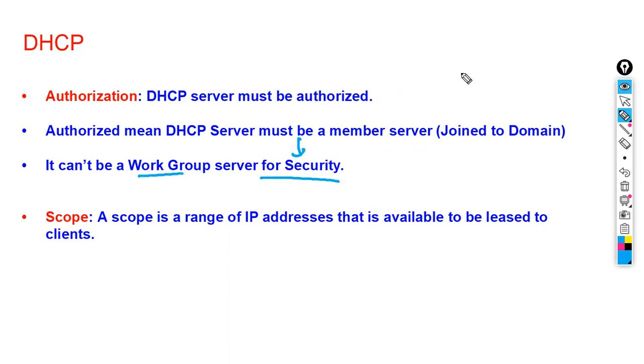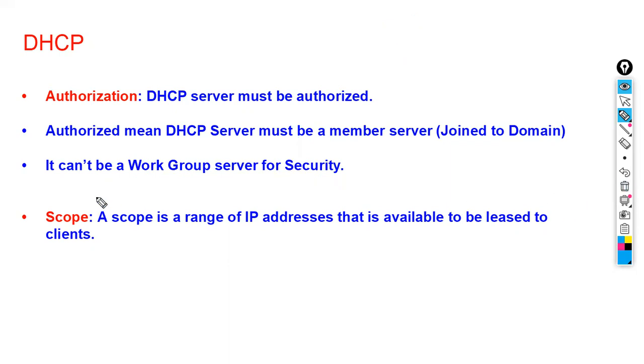Why security? Guys, if you allow any workgroup computer to become a DHCP server, anyone can connect to our network, install the DHCP server, and start providing IP addresses. Okay, so if it is a part of the domain, it means it is authorized by the administrator. That is why it is compulsory to be a part of the domain, then only it can provide the IP addresses.